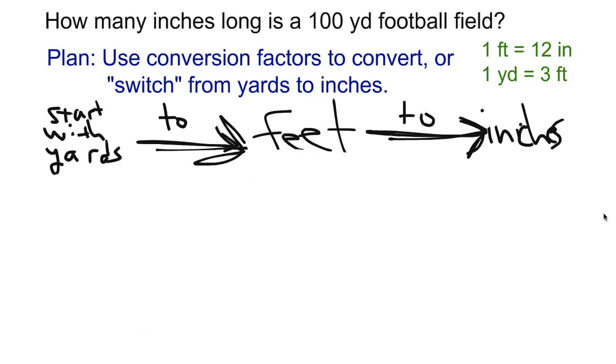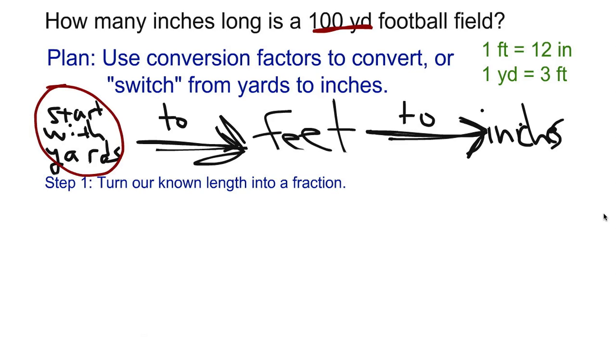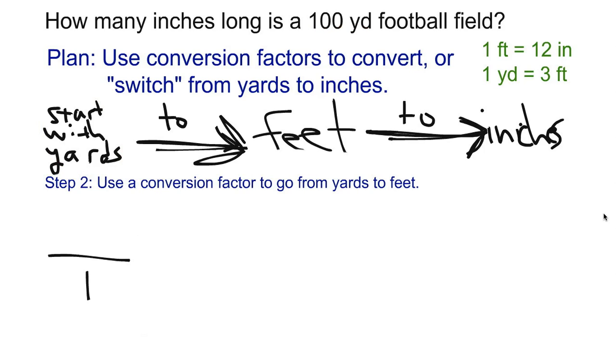Now we can go back to our original plan, which was to use conversion factors to convert or switch from yards to inches. And we have our path to help us. Our first step, we're going to turn our known length into a fraction. We know yards. We're going to start with yards. So we're going to turn 100 yards into a fraction like that. Now our next step is to use a conversion factor to go from yards to feet, because as we look at our path, we start with yards and we're going to go to feet.